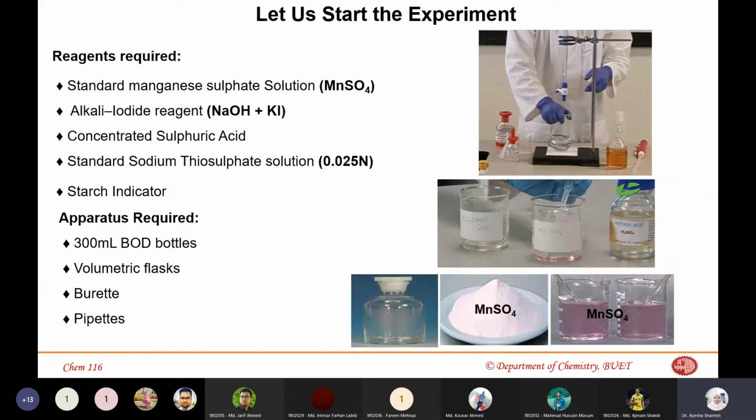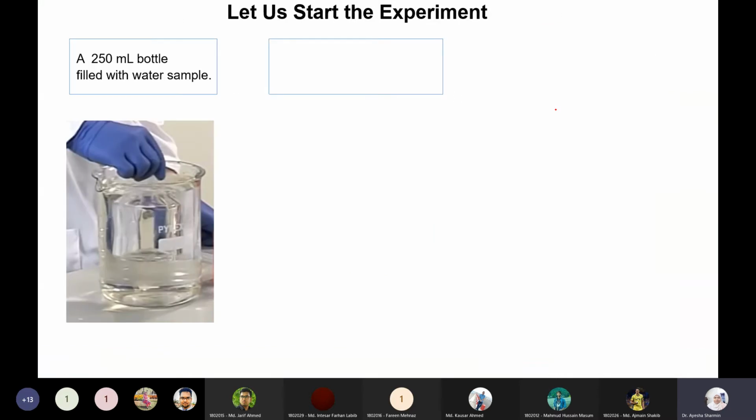They are known both ways. This bottle with a ground glass joint. You need volumetric flasks, burette, pipettes, the simple things for the titration, like you need to set up a titration this way. So those are the things you need. Now, let's see what you are going to do.